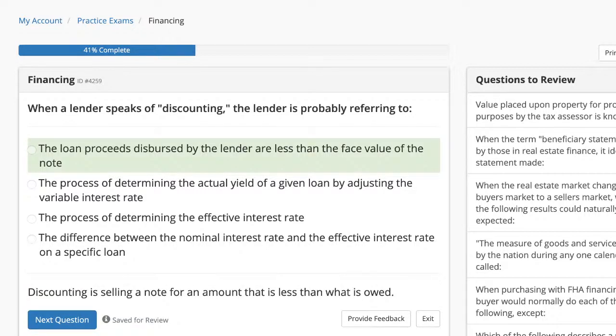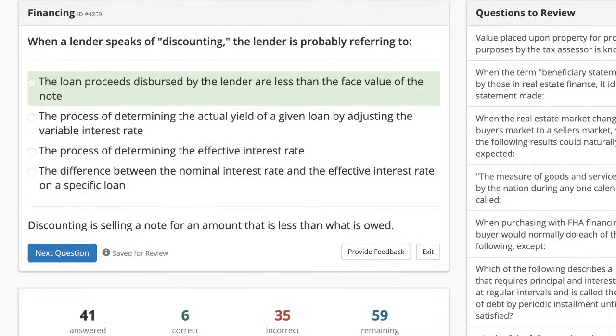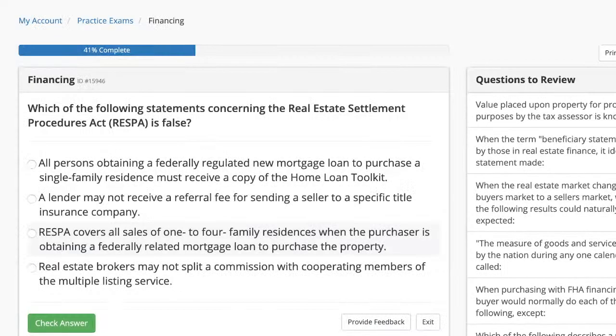Okay, and the answer is A. The loan proceeds dispersed by the lender are less than the face value of the note. So when you pay discount points, it's a way of paying down the loan in advance to make it cheaper over the long term. This is a tough one, I agree.